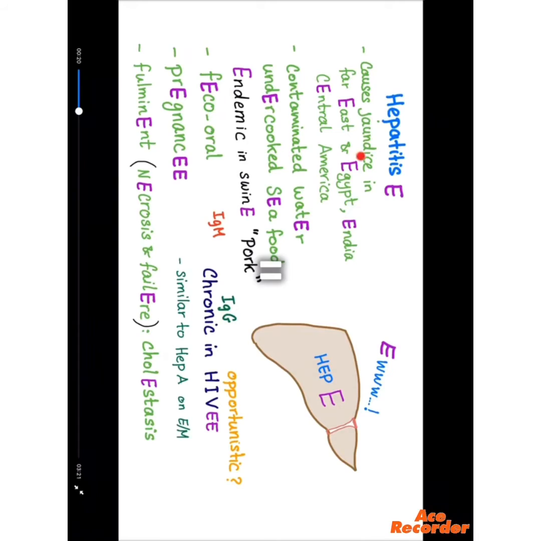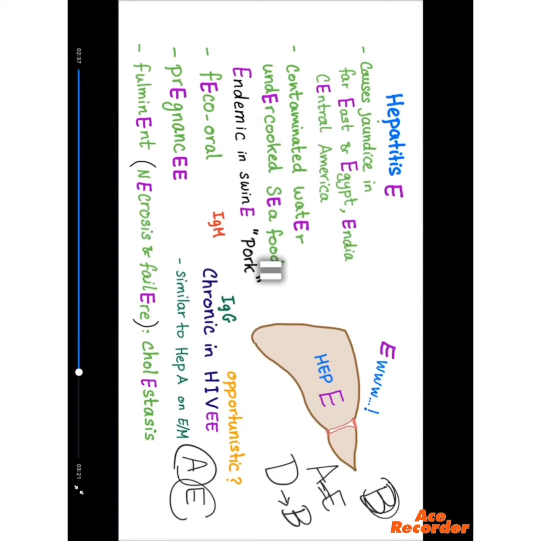It causes jaundice in the Far East, Egypt, and by Egypt I mean undercooked seafood, which can lead to liver failure. Ew. And there is marked cholestasis in hepatitis E, mostly in pregnant women, and these go together. Anyways, so that's it. Now you know everything you need to know about hepatitis E.